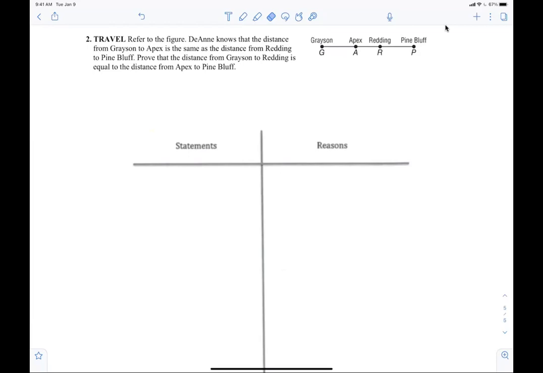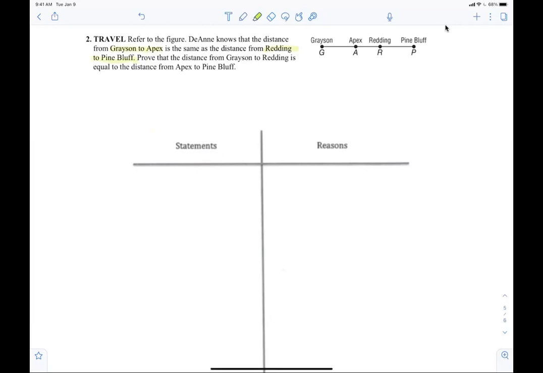GR is congruent to AP. Why is that? We have the distance from Grayson to Reading is equal to the distance. Oh, wait, no, is it GA to RP? Yes, okay, right? So GA is congruent to RP, because that's what it says, right? From Grayson, GA is the same as RP. Do you agree with that? Yes. All right.